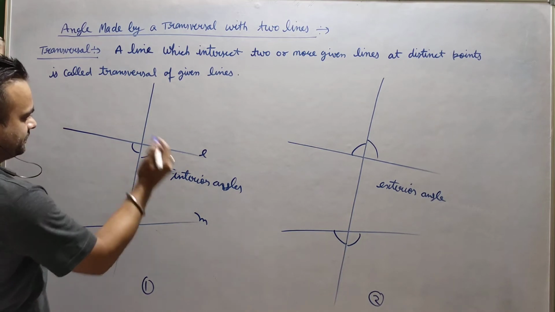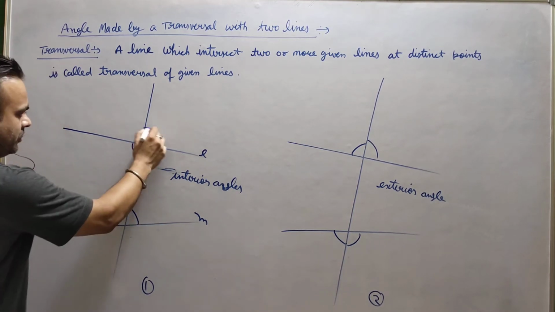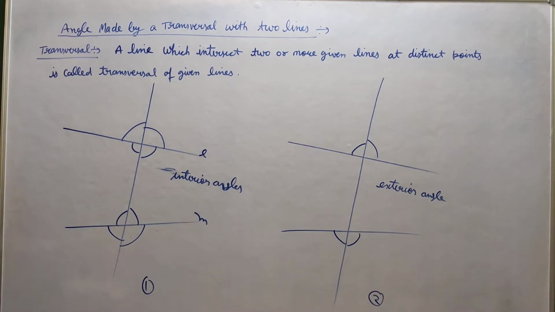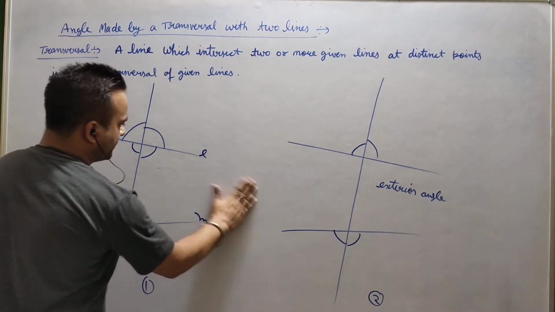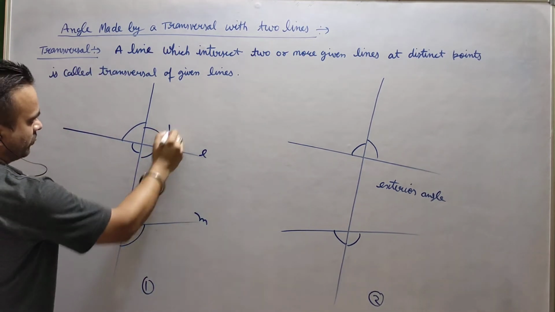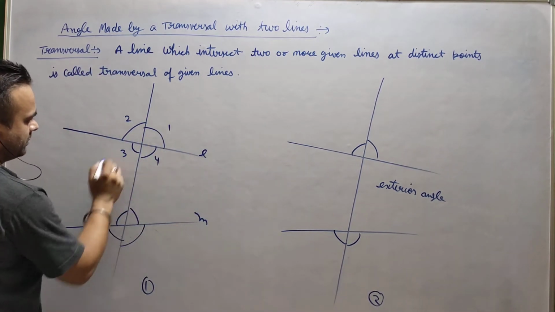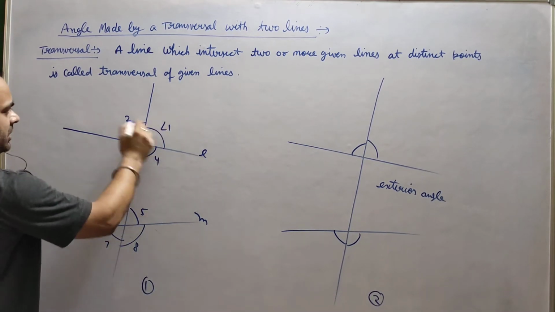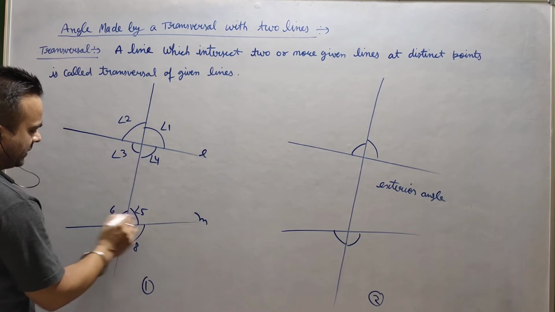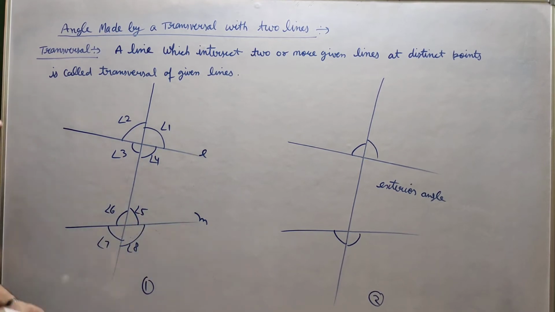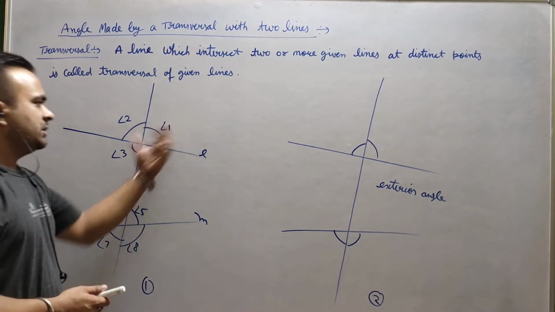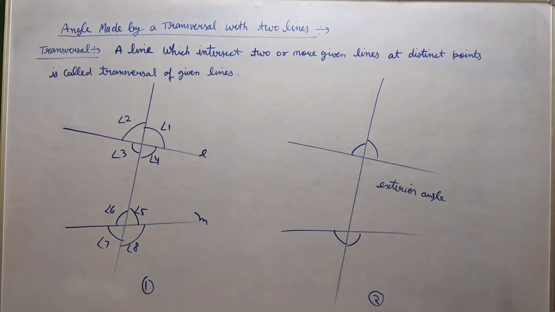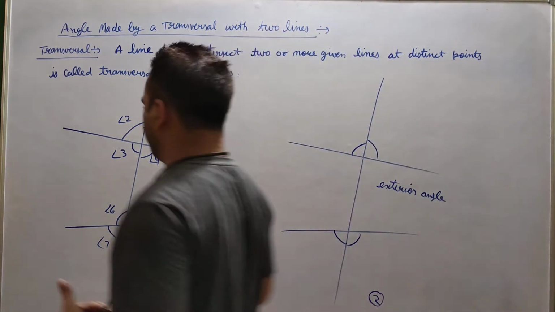Suppose, for example, I am taking all the angles down here. One by one we will discuss. I am giving names now: 1, 2, 3, 4. This is 5, 6, 7 and 8. So how many angles are here? 8. I see 8 angles, and we will try to build up which angle will be similar or will make a relation with the other angle. So we have to check this particular point.